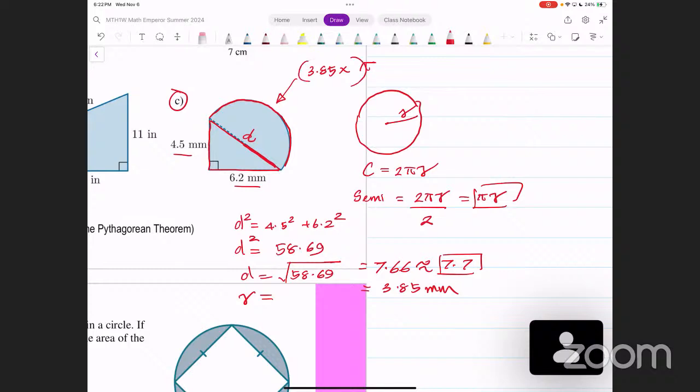So now the total perimeter is going to be 4.5. So we're going to write an equation.